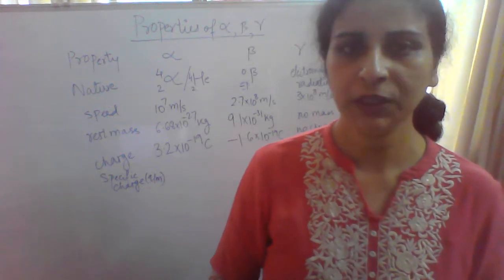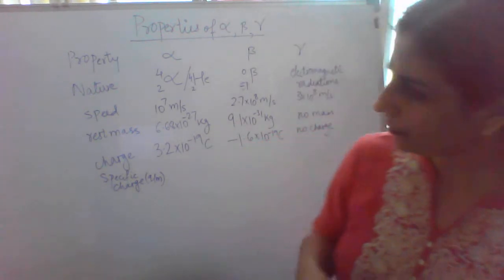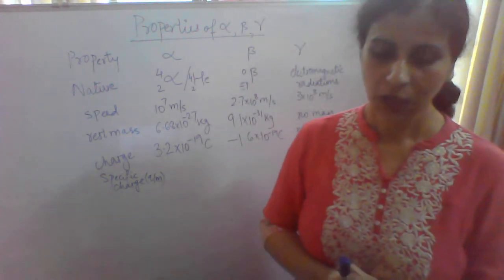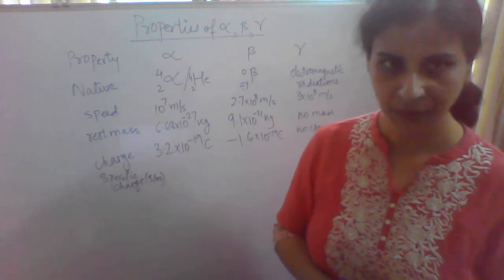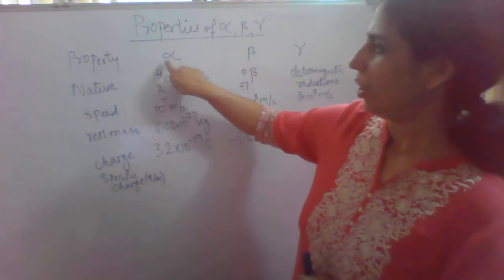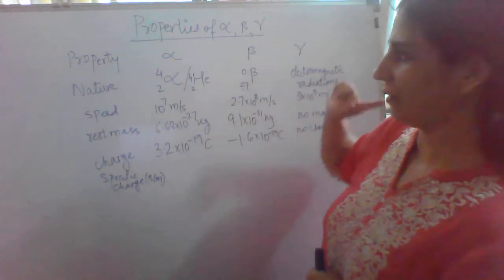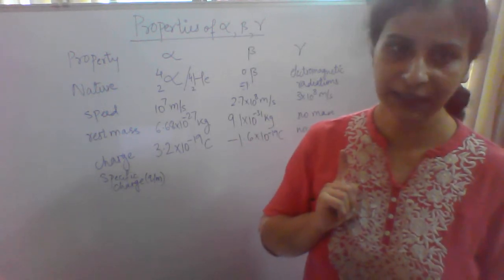In this video, we will learn further about alpha, beta and gamma in detail. Okay, we are comparing as well as we are learning. So I have chosen the table which they have given on page number 290. Okay, this is for three particles. So this is the property of alpha, beta and gamma. Okay, first what we will learn is the nature.